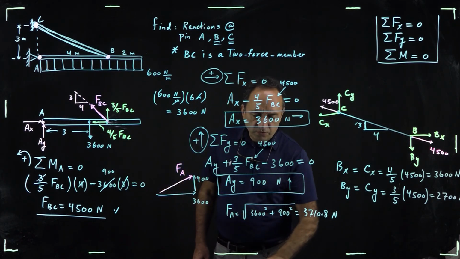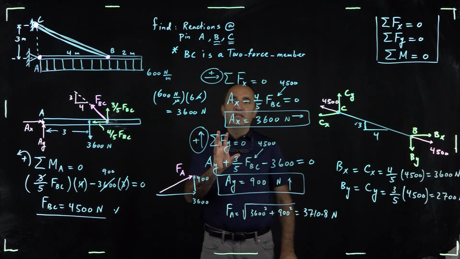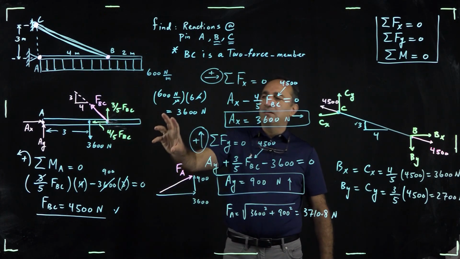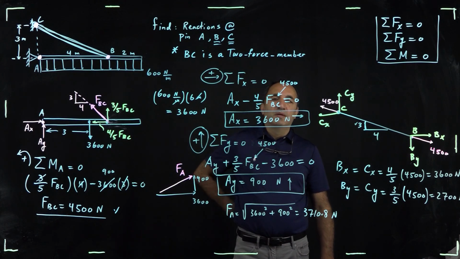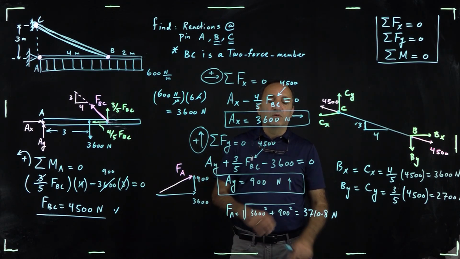I hope you enjoyed this video. This was really a quick two-dimensional rigid body equilibrium example, but the key point here was the fact that BC is a two-force member, and if you start with showing a BX, BY here, you're going to have a problem because we are limited to only three equilibrium equations.